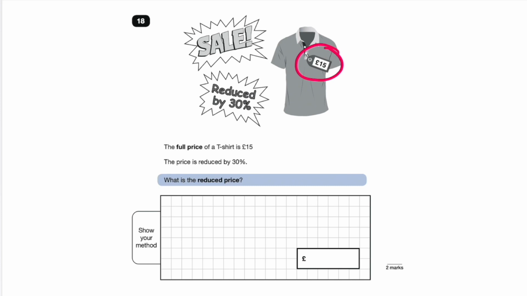Okay, so let's do this in stages then. And what we can always do is try and find 10%, because 10% of something is easy to find because we can just divide it by 10. Therefore, 10% of £15 would be £1.50. And if you can't see that, you can use your place value chart to help you. So if 10% is £1.50, then all we need to do to get to 30% is times our £1.50 by 3. So therefore 30% of 15 is £4.50. Again, if you couldn't do that in your head, use your written calculations.